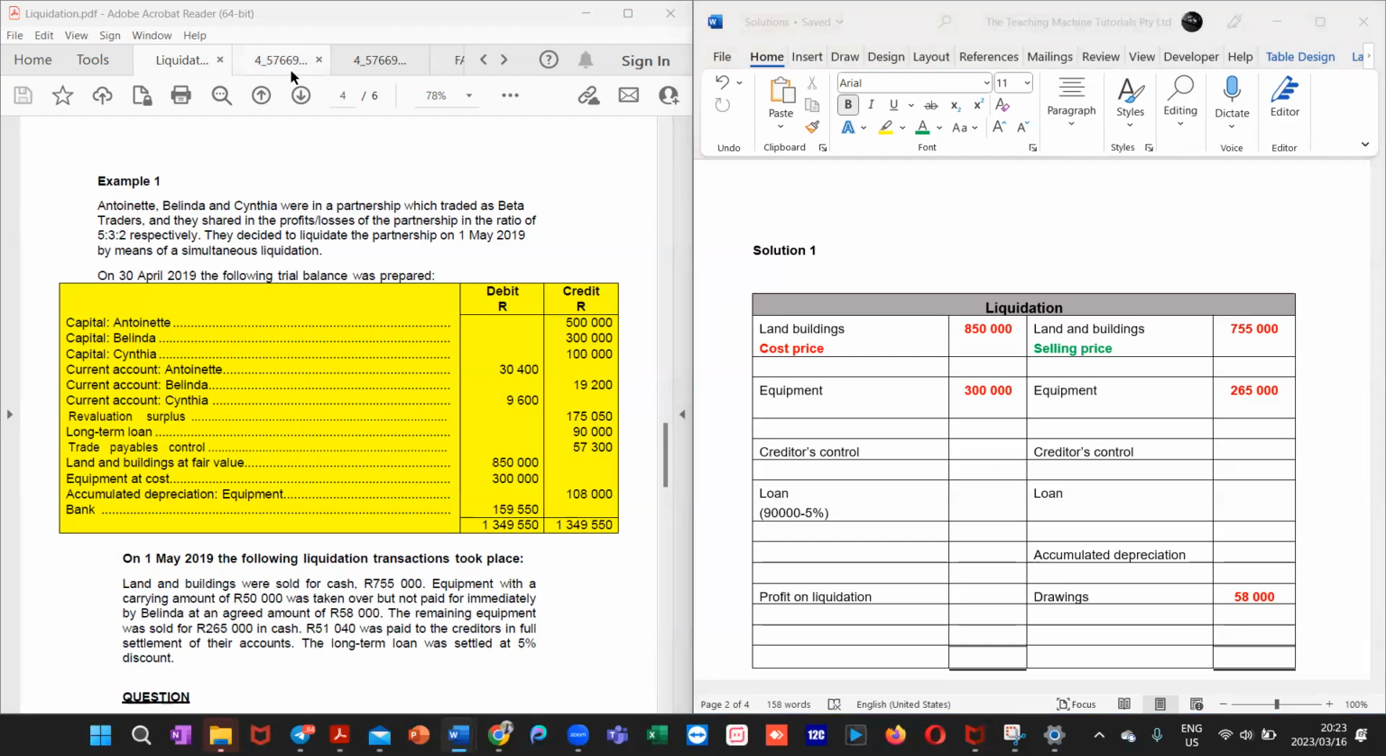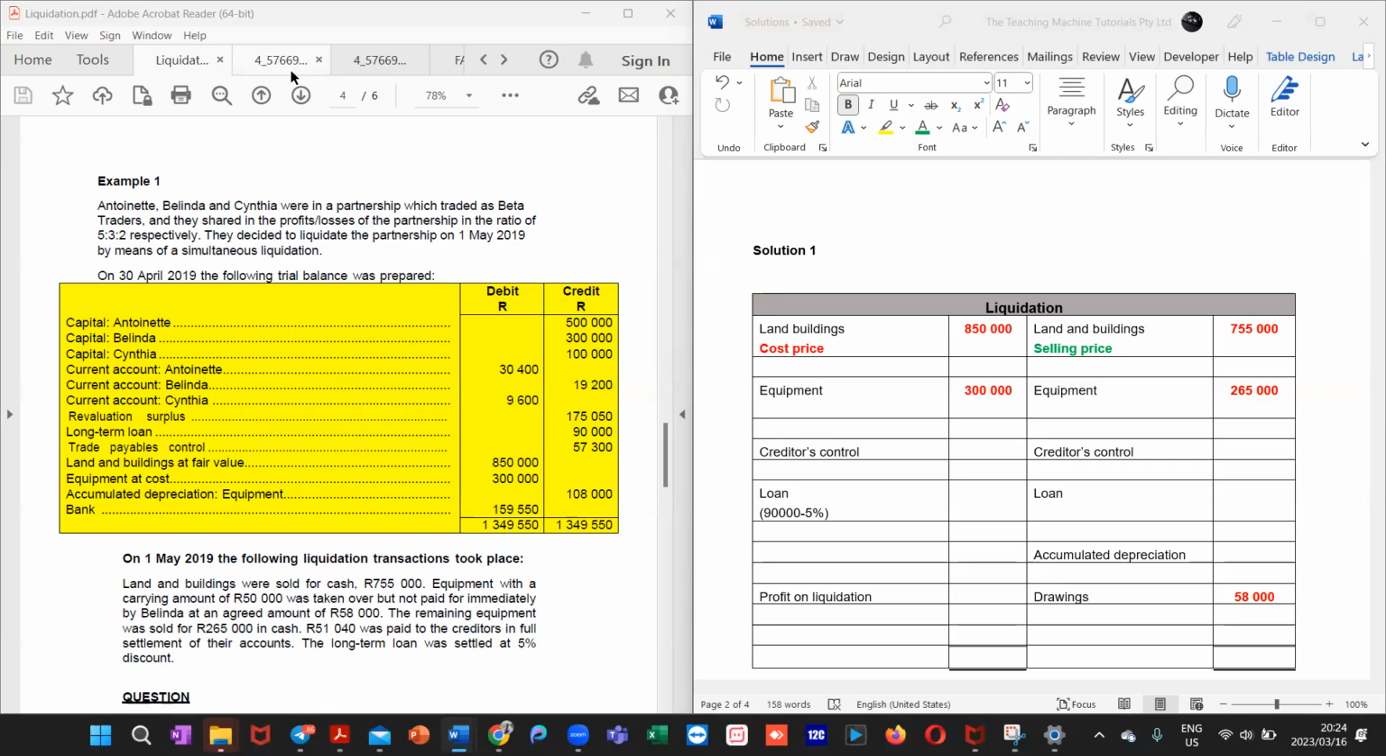Yes, I'm lost on my side because if I were to look at the second sentence, it says the equipment with the carrying amount of 50,000 was taken over but not paid for by Belinda. And then if I would read it to say now the remaining balance, I would have thought that maybe the remaining balance is the 250, because I would have minused the 50 from there. Okay. Then I would have got it wrong then. Okay, no, it makes sense.